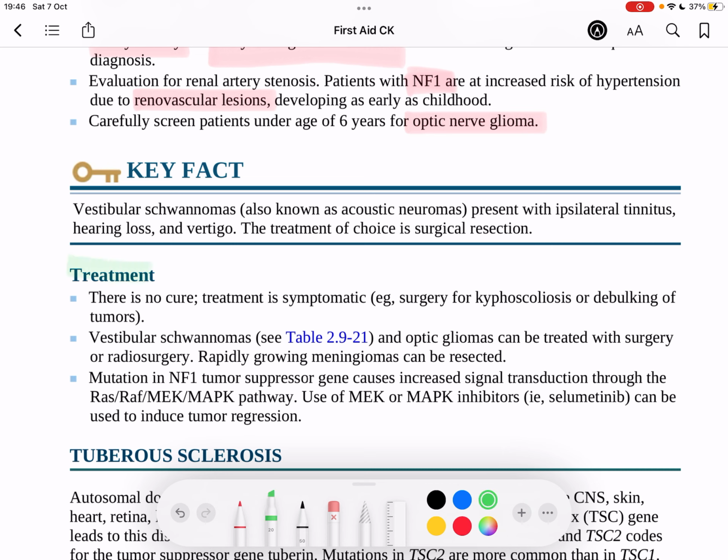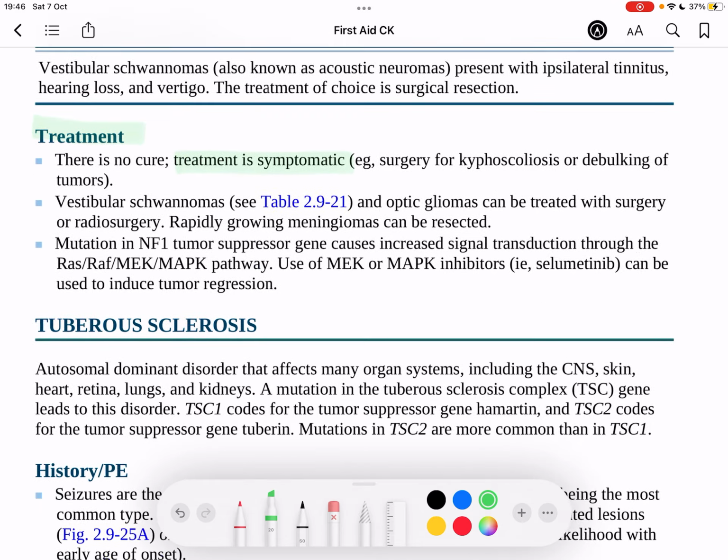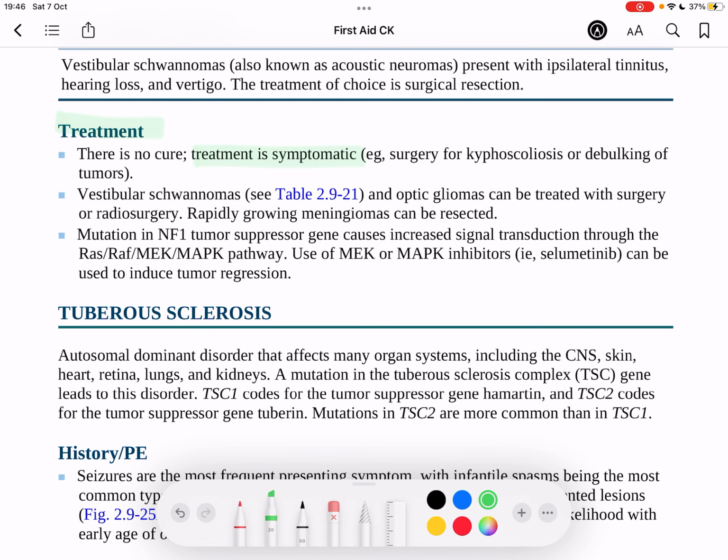Regarding our treatment now, there is no cure for NF1 or NF2, so we're going to be doing symptomatic treatment. For example, somebody has kyphoscoliosis, we'll do surgery. Somebody has a tumour, we can remove and debulk. Vestibular schwannomas and optic gliomas will be treated surgically or with radiosurgery. They can't be left. And anybody who's got a meningioma, i.e. in somebody with NF2, this should be resected.